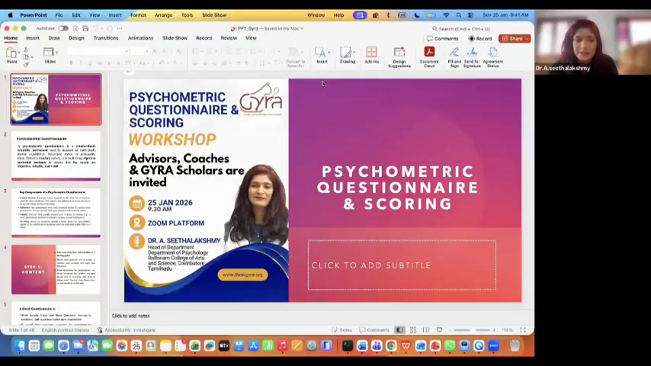It's psychometric as a questionnaire and scoring. So directly going to our research, generally when we start our research, we'll have a set of ideas like what we want to research into.